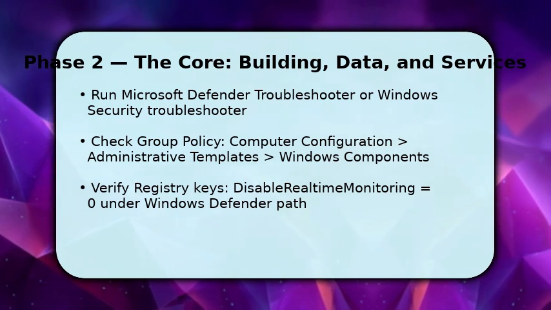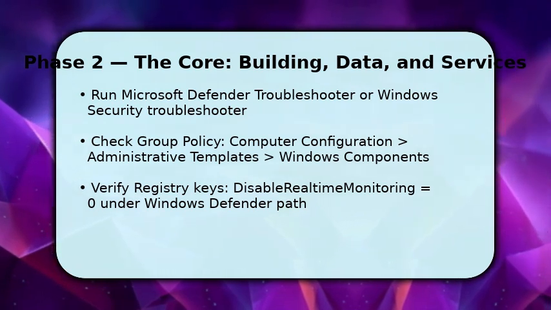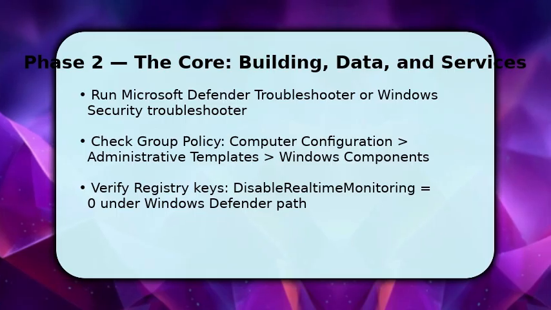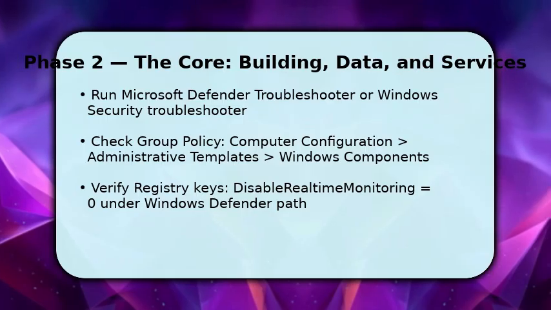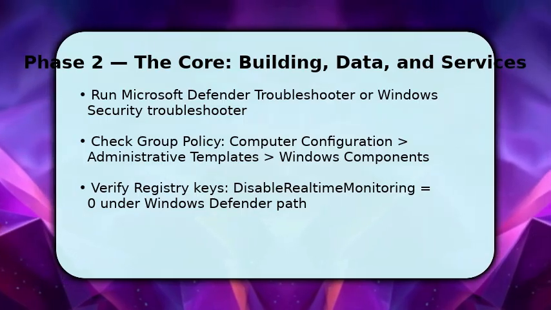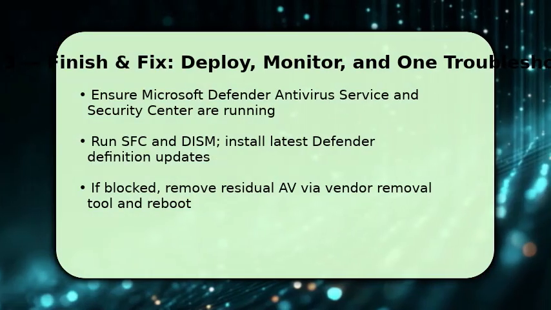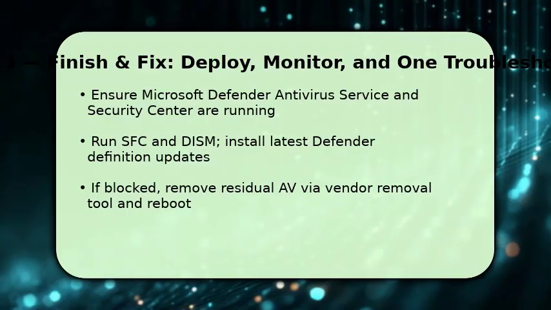Locate the Windows Defender path and ensure Disable Real-Time Monitoring equals 0. Edit with care. Once these changes apply, reboot, and reattempt enabling real-time protection. Finish by verifying services and repairing system files.